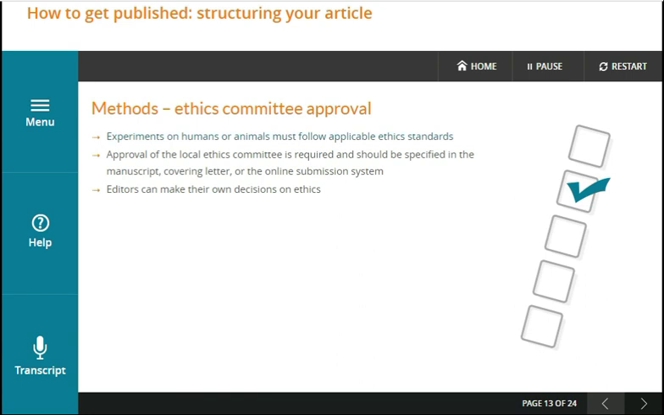If your work involves experiments on humans or animals, it must follow applicable ethics standards, such as the most recent versions of the Helsinki Declaration and/or relevant local, national, and international animal experimentation guidelines. Approval of a local ethics committee is required and should always be specified at this point in the manuscript, covering letter, or the online submission system. However, even approval of a local ethics committee does not guarantee that the editors will also agree that the work was done in an acceptable manner.